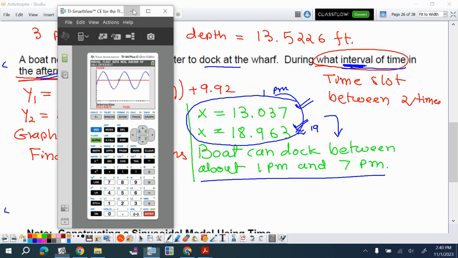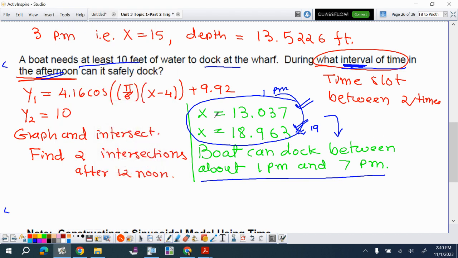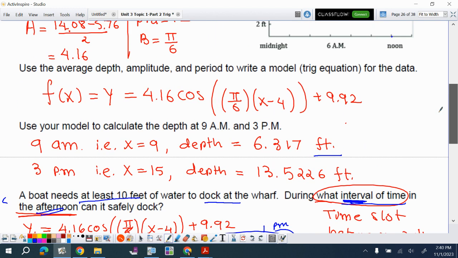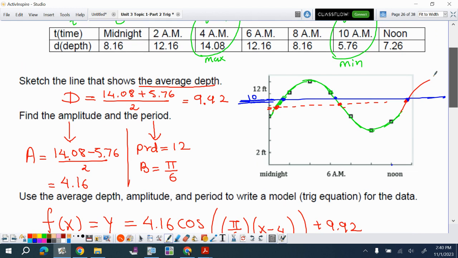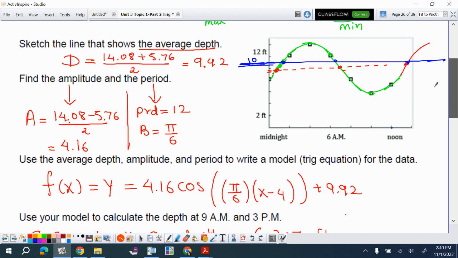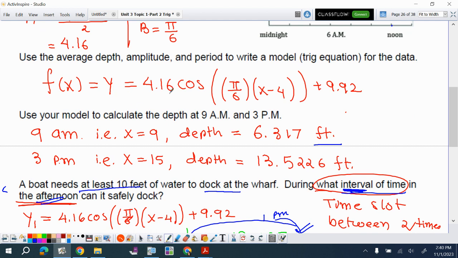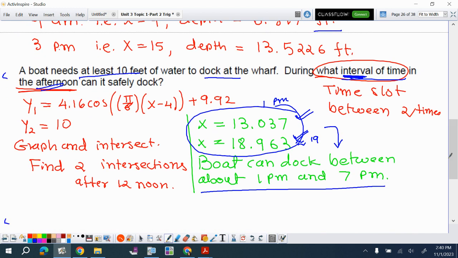So this is a Ferris wheel, I'm sorry, tide question where we have covered everything. So go ahead and watch the video again. Make sure you know how to use the calculator, how to enter the correct equation in the calculator, and how to interpret the answer from the calculator to the paper.